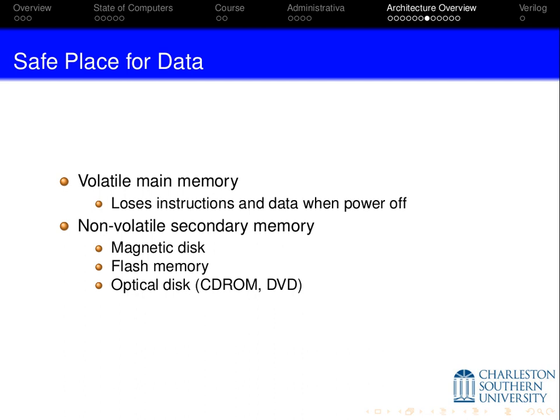All right, how do we store? There's volatile memory, and that loses instructions and data when you power off. This is your RAM. You put stuff in RAM, you turn off your machine, it's gone. Non-volatile memory is your hard drive.